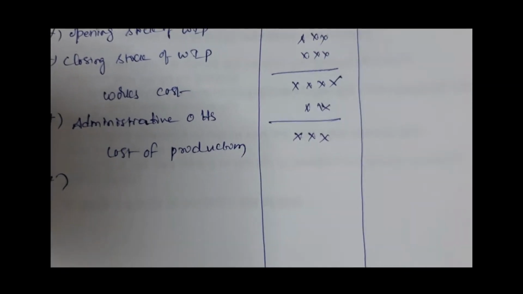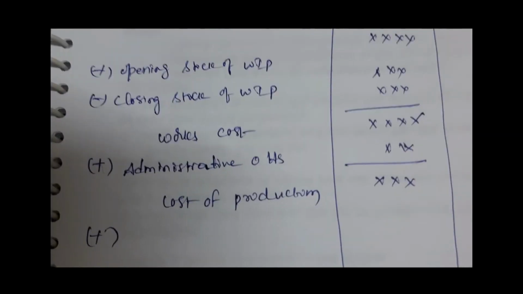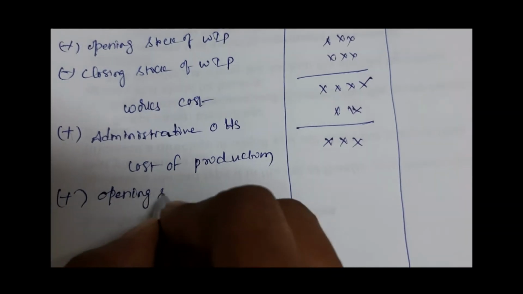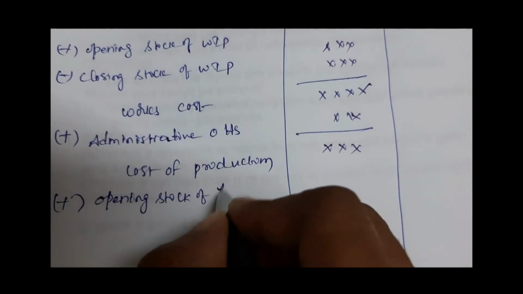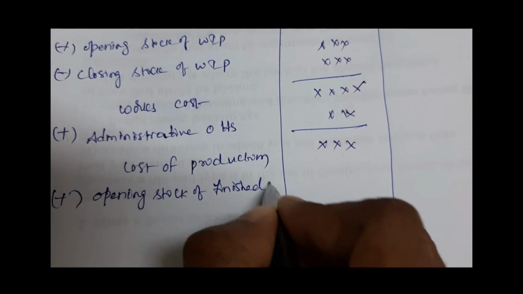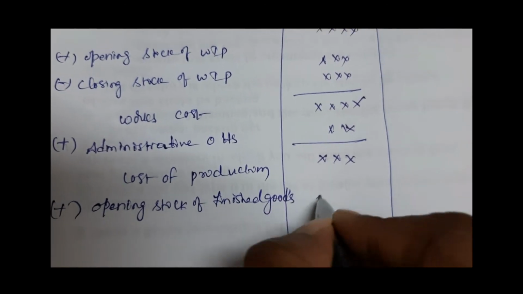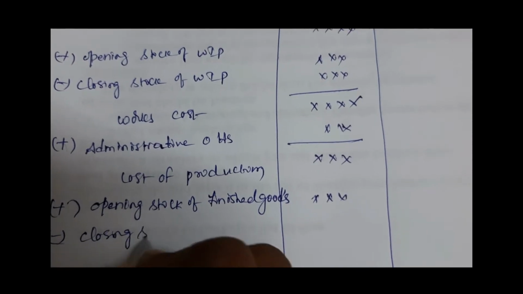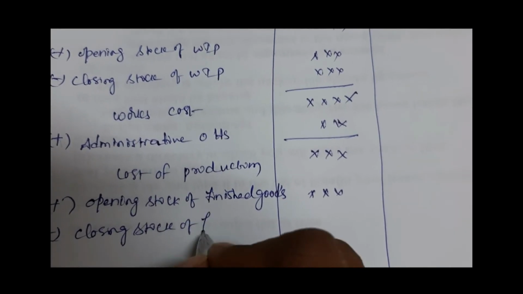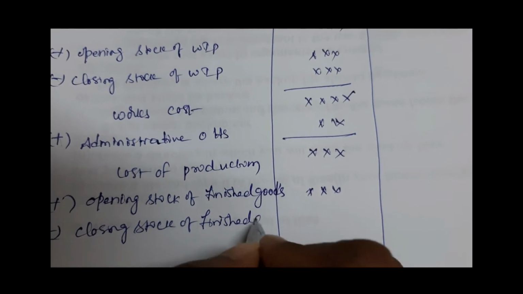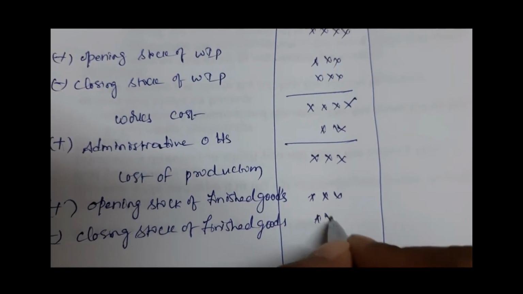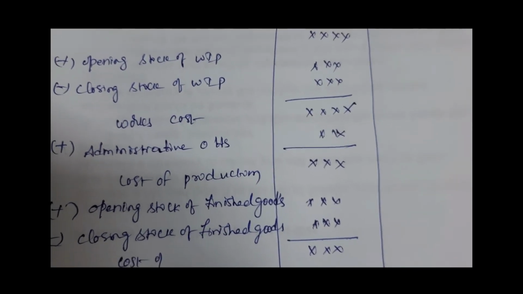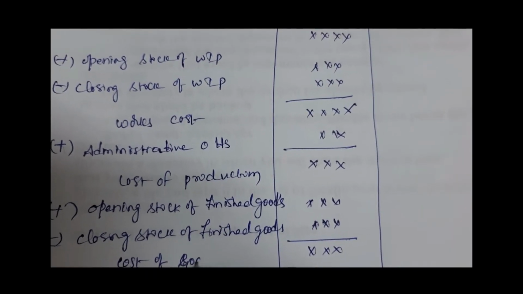To the cost of production we should add opening stock of finished goods, and we should deduct closing stock of finished goods, so that we will get cost of goods sold.